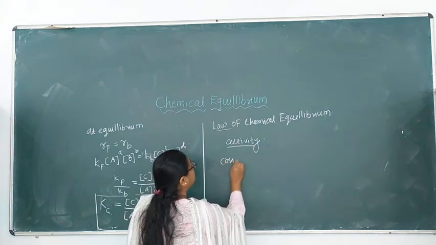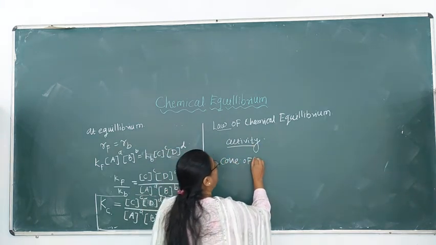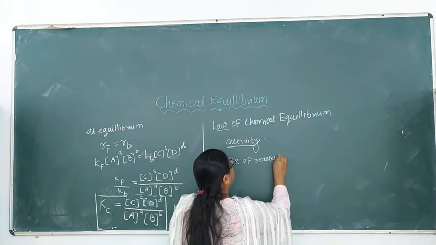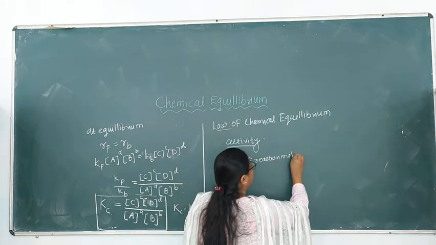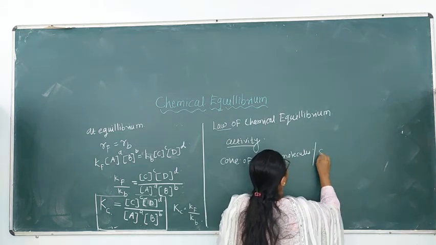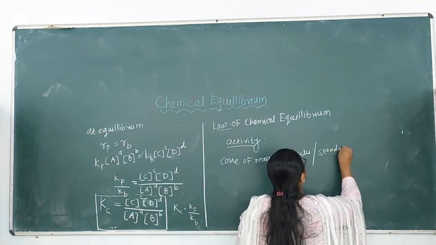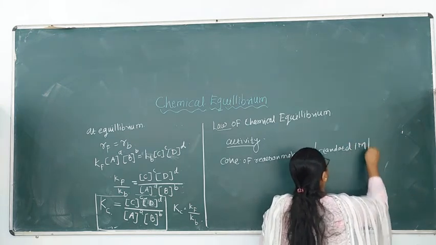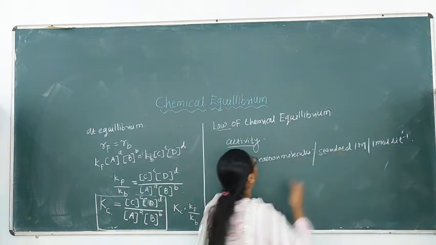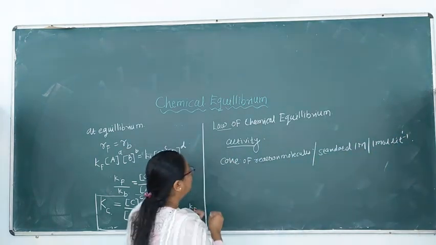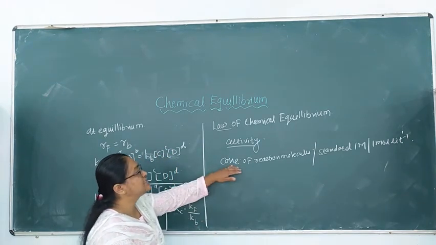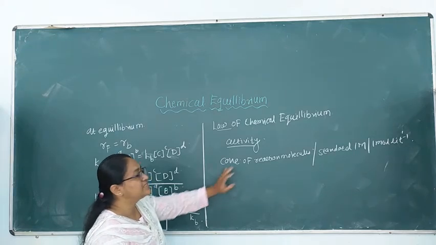How is the activity calculated? The concentration of the reactant or product, whatever molecules are involved in the reaction, divided by the standard concentration of 1 molar, or 1 mole per liter. This ratio is called the activity. When the reactants are either liquid or solid, this type of activity is calculated.